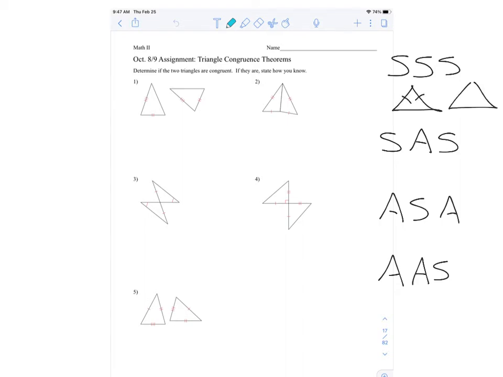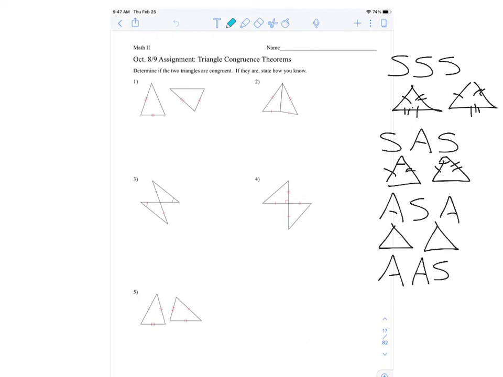So side, side, side means that we have 2 sets of triangles where there are matching congruent pieces on all 3 sides on both triangles. So all 3 sides match up with something on all 3 sides of another triangle. Side, angle, side is pretty similar, except instead of the 3rd side, we have a side, an angle, and then another side. So we have 2 sides that are congruent to 2 sides in the other triangle, and then the angle in between them is also congruent in both triangles.